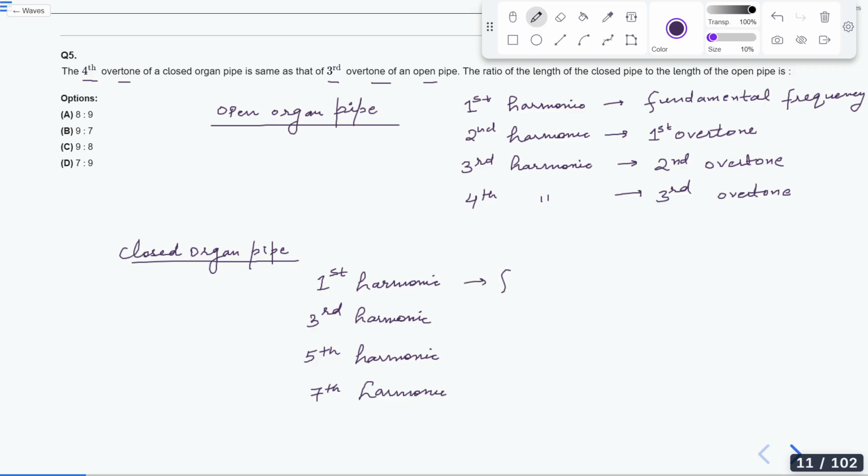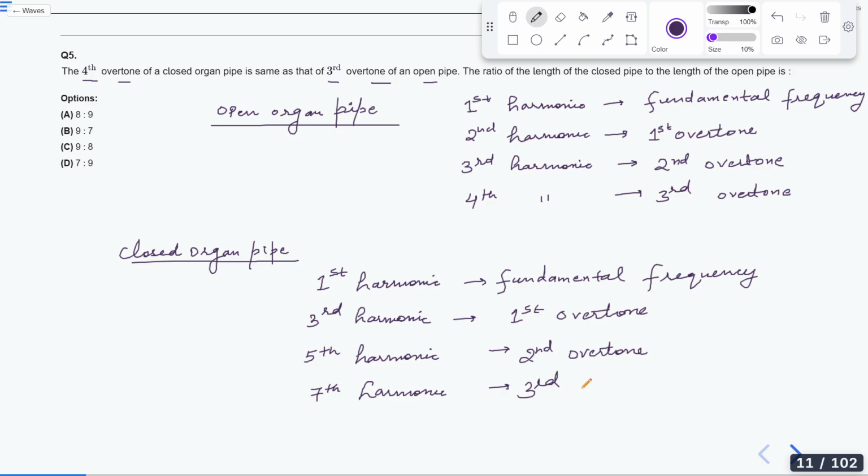First harmonic is fundamental frequency. Third harmonic is first overtone in the case of closed organ pipe. Fifth harmonic is second overtone, and seventh harmonic is third overtone. And ninth harmonic is fourth overtone.